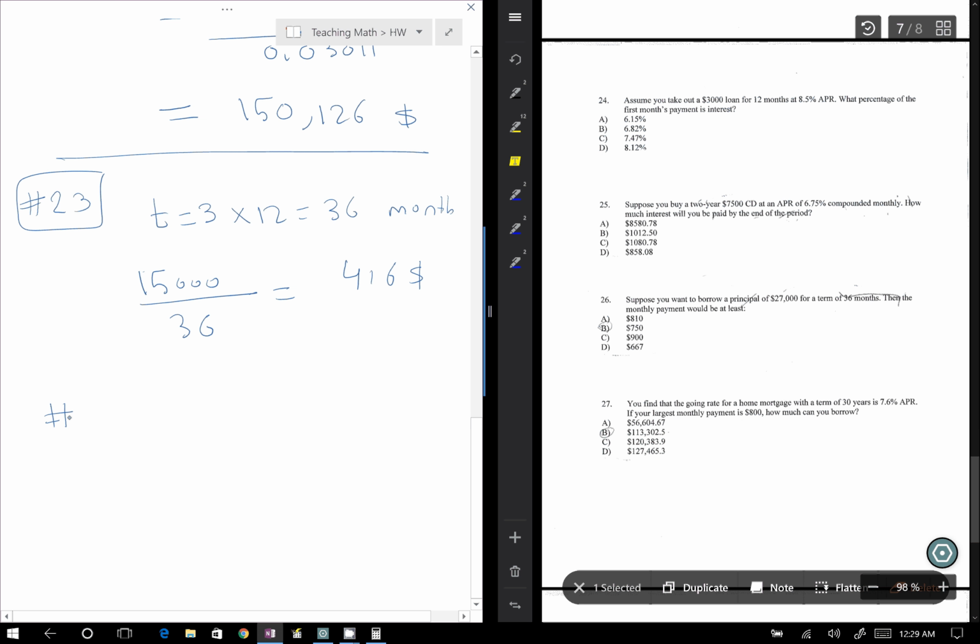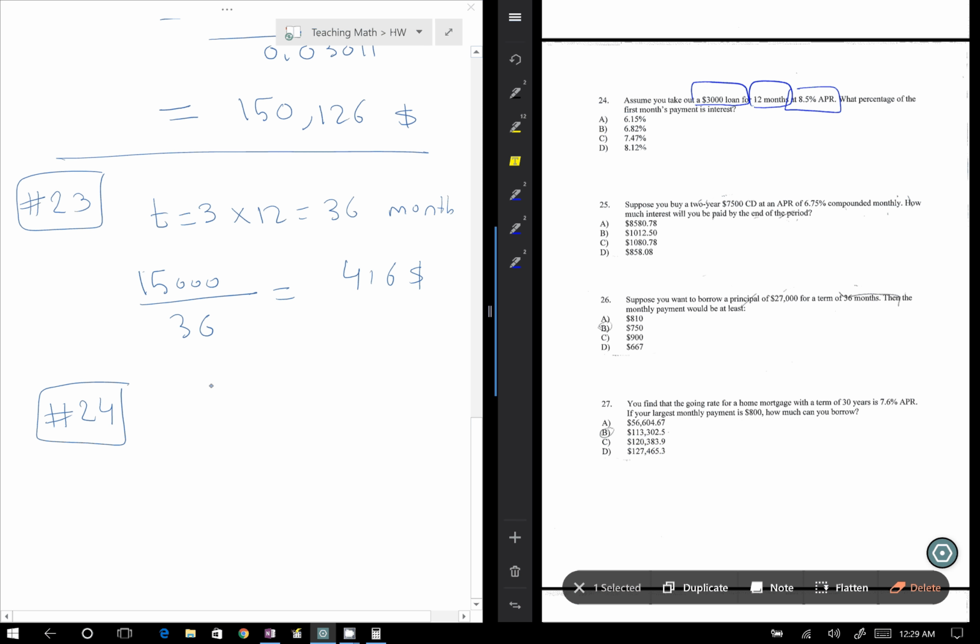24. Assume we take out a $3,000 loan for 12 months. So I have the amount, I have the term, I have the APR. What percentage of the first month's payment is interest? So first of all, I have to get the monthly payment, and I need to change the APR to get the r. So this is an amortization problem.